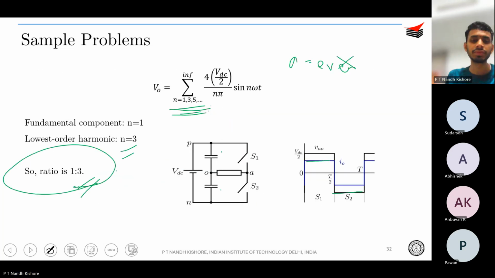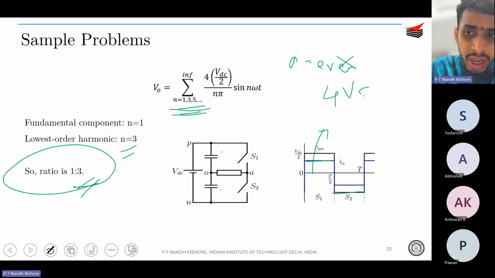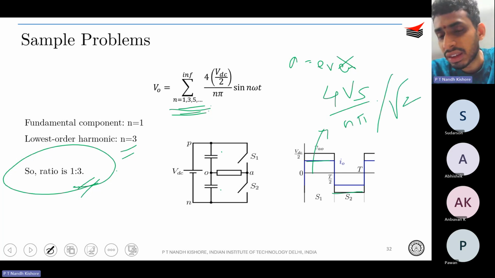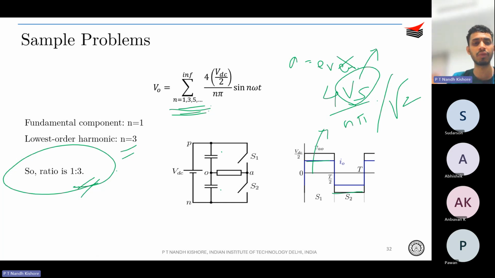Okay. But just remember, this is a thumb rule that for any square wave, it is 4 Vs by n pi. Okay, that is the peak. So if you divide by root 2, it is your RMS. And substitute Vs by the corresponding value. It may be VDC or VDC by 2, whatever. We just substitute it properly for different kinds. If it's a full bridge, it's VDC. If it's a half bridge, it's VDC by 2.